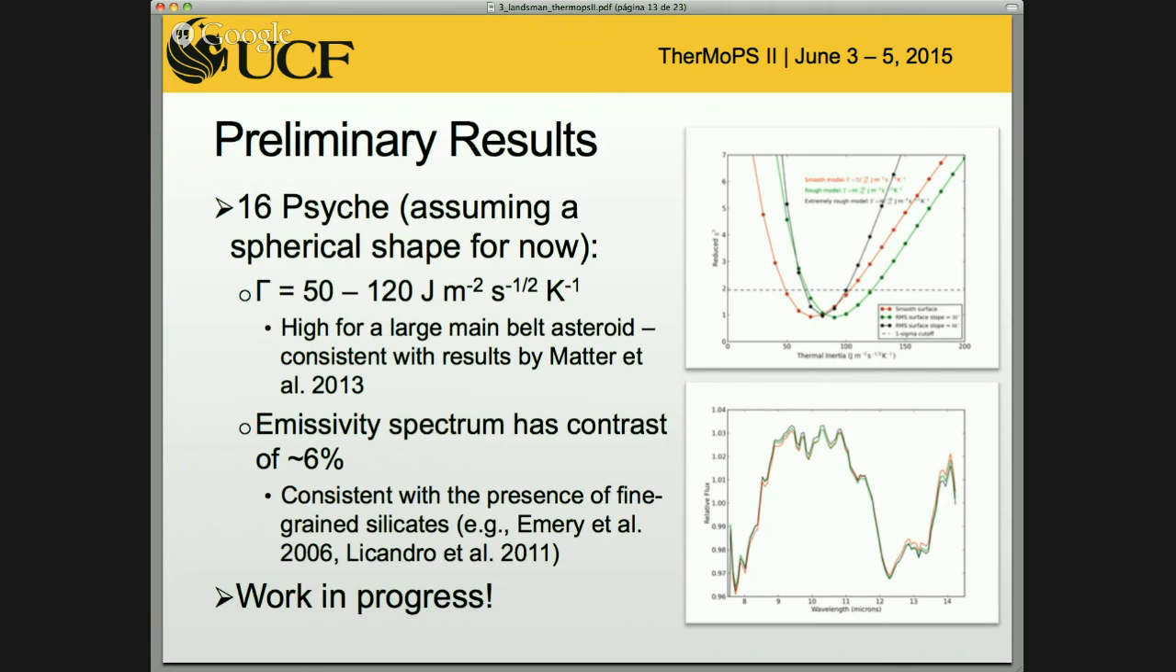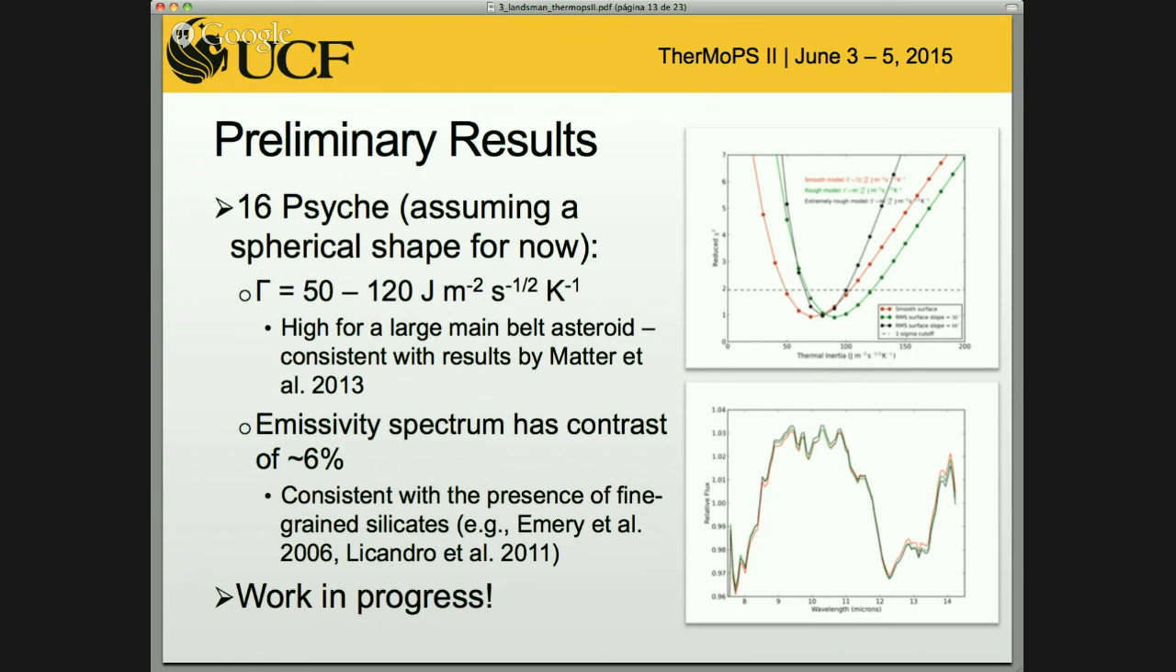This is preliminary, so I'm not super sure about this yet, but we do see an emissivity spectrum with a contrast of about 6%. That's consistent, at least, with the presence of fine-grained silicates. I haven't done any kind of spectral modeling to be able to say more about this. But it'll be really interesting to see how this plays out in the bigger context when I have more results, because with high radar albedo and high thermal inertia, it does seem like a great metal asteroid candidate. So it's interesting that it has features consistent with surface silicates. It'll be interesting to see where that falls.